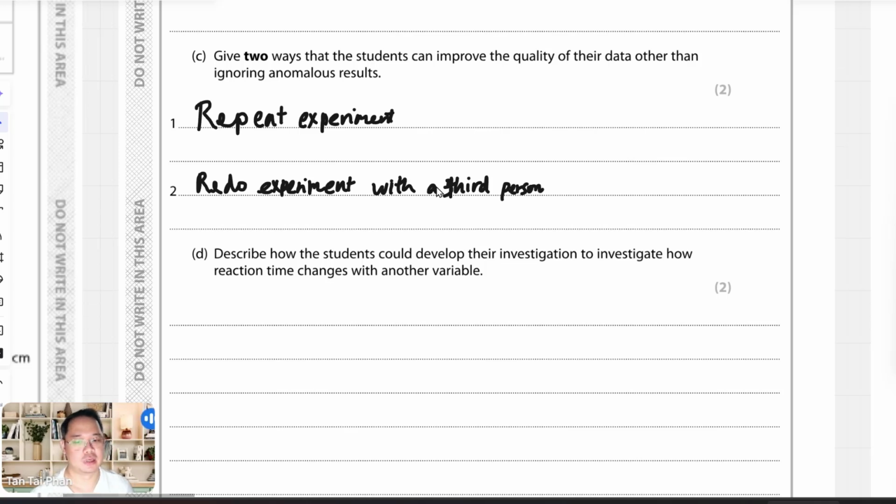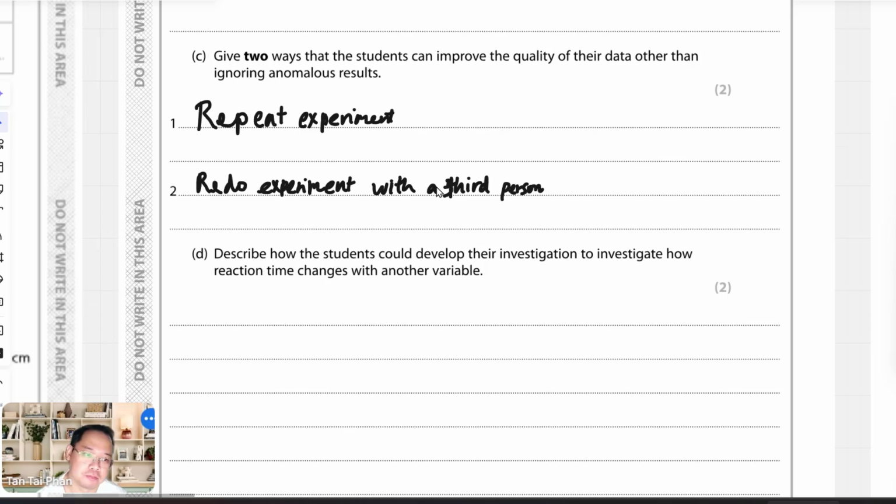Describe how the student could develop their investigation to investigate how reaction time changes with another variable. What is the idea? What is the other variable that can significantly affect the reaction time? Temperature, for example, the temperature of the environment. The weather is hot or the weather is cold. We are in normal room temperature, or when we turn on the air conditioning to make it very cold. I think that's the idea.